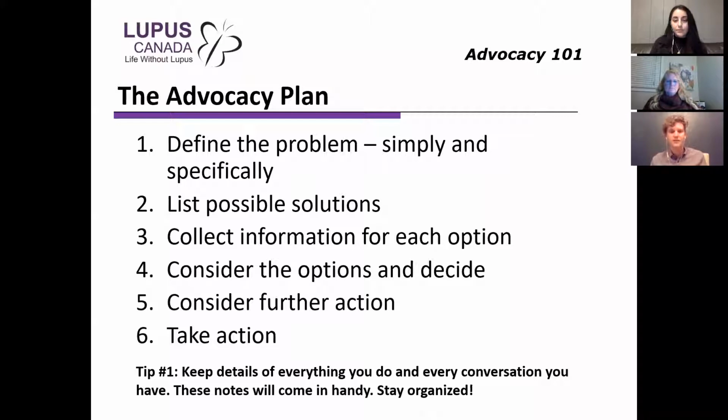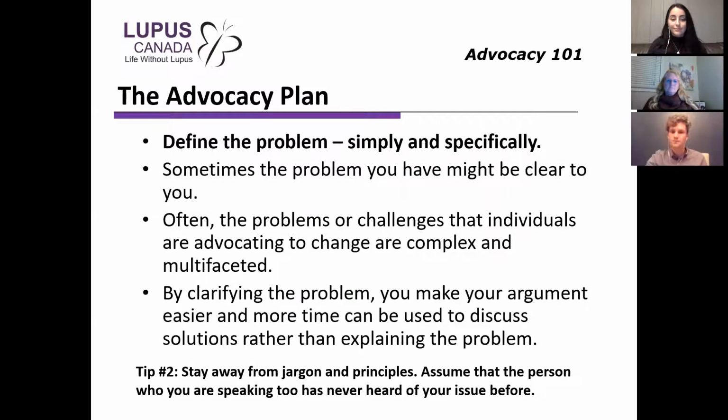And the first tip I have for you here is about staying organized. When you're going through your advocacy plan, you're going to come across a lot of information. Hopefully you'll be speaking to folks or connecting with people, whether that's just bouncing ideas off of family and friends or colleagues, or whether it's speaking to decision makers. It's really, really important to try and take all of that information you have and to stay as organized as possible. With that in mind, let's dive into step 1, define the problem.